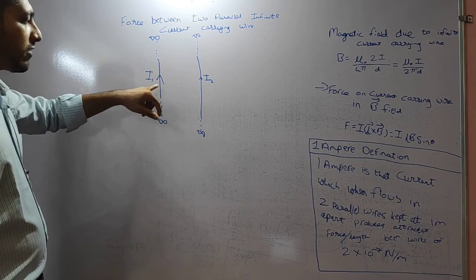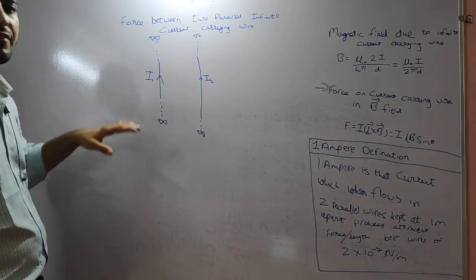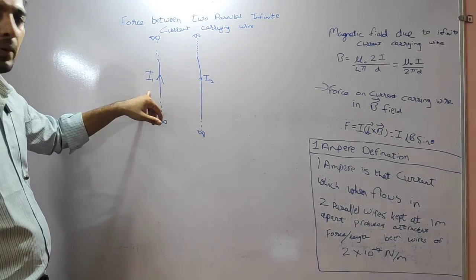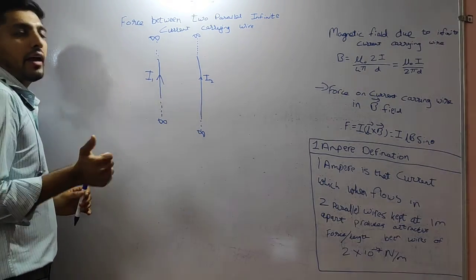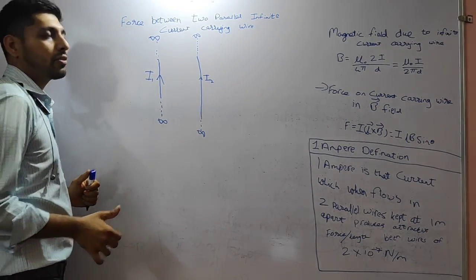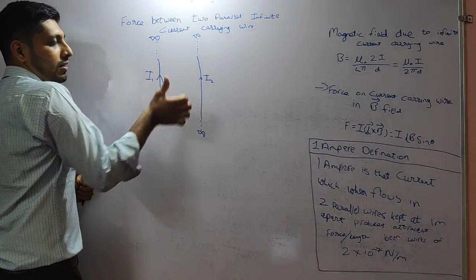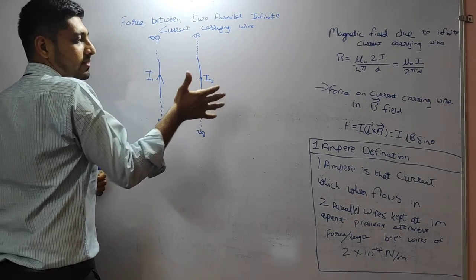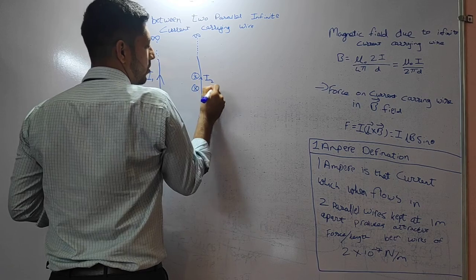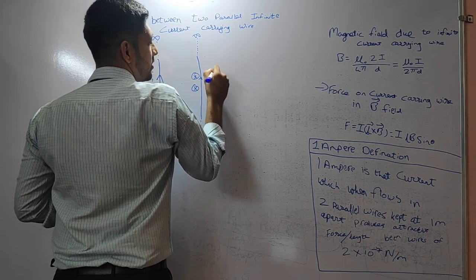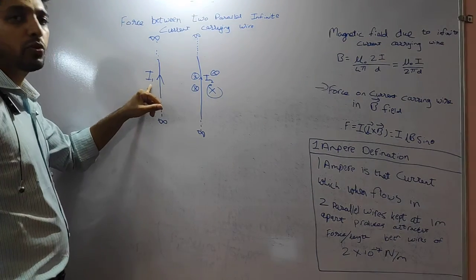Now there will be a magnetic field somewhere over here due to wire 1. What is the direction of the magnetic field? We know that when we apply the thumb in the direction of current, the curling of the fingers shows the direction of the magnetic field. The current is in this direction, so the curling will be inside. So here somewhere there will be a magnetic field, and this magnetic field will be due to wire 1.